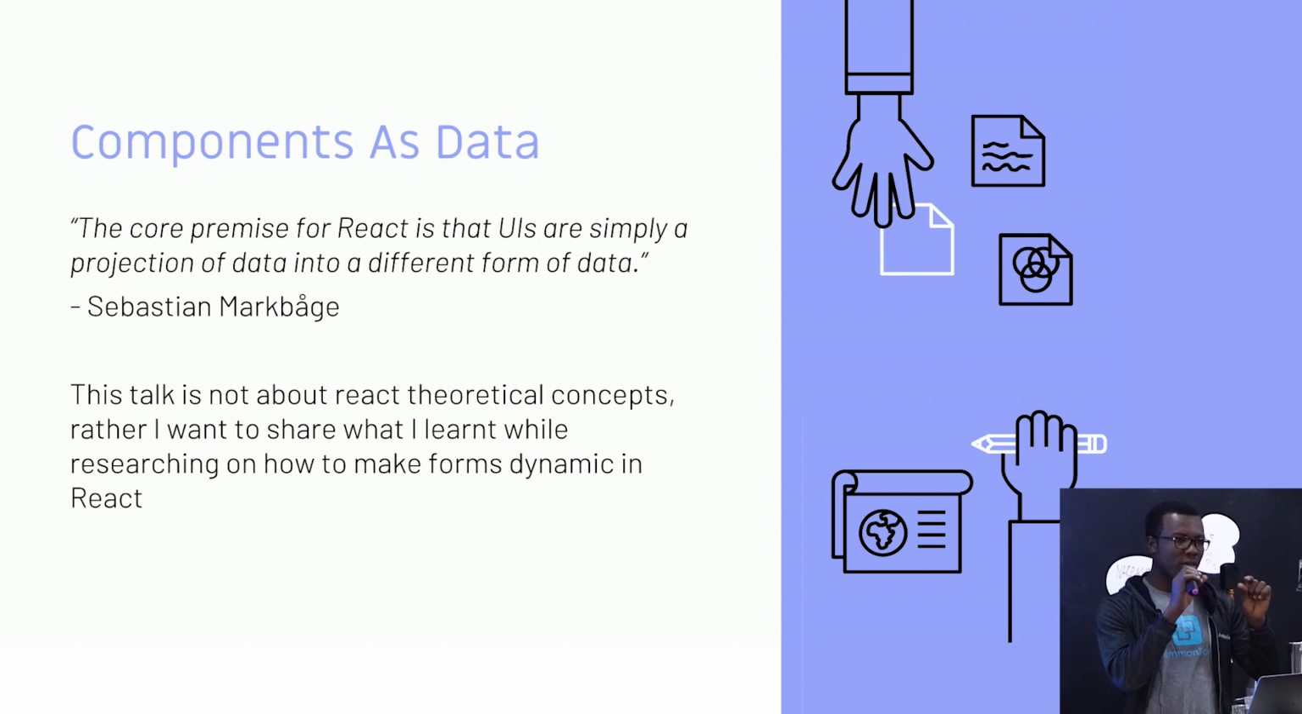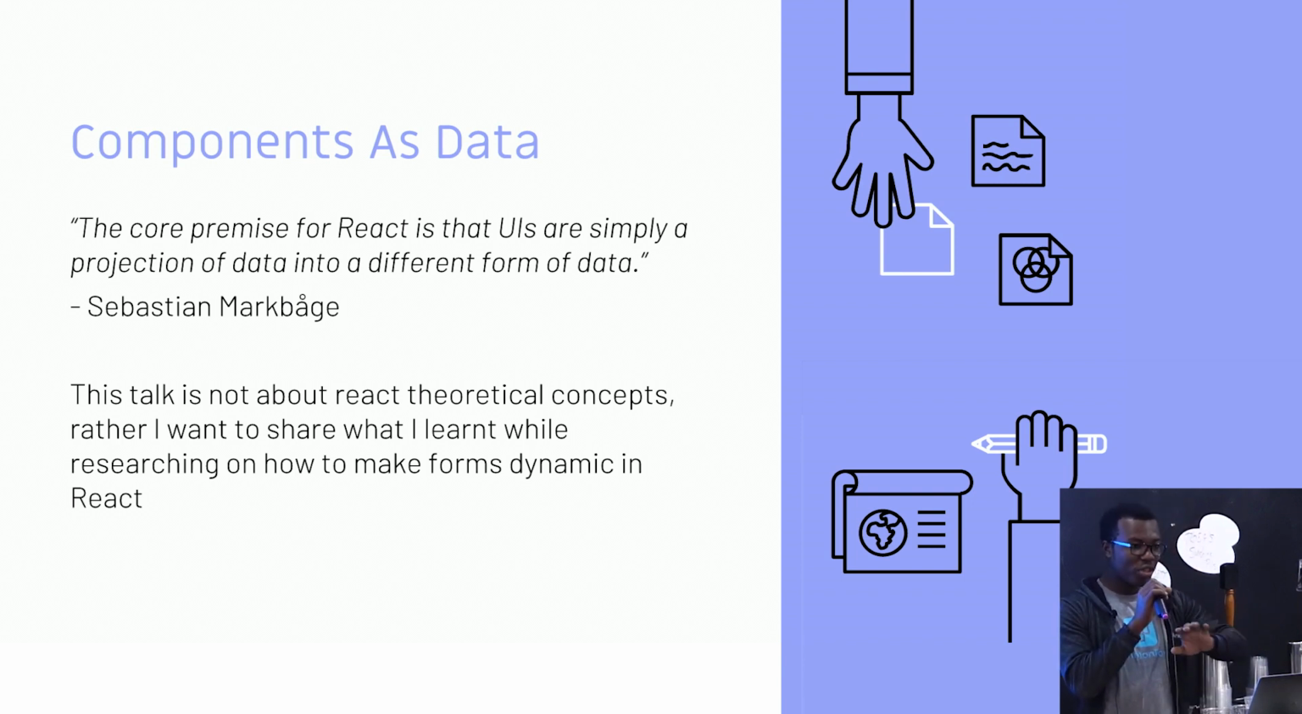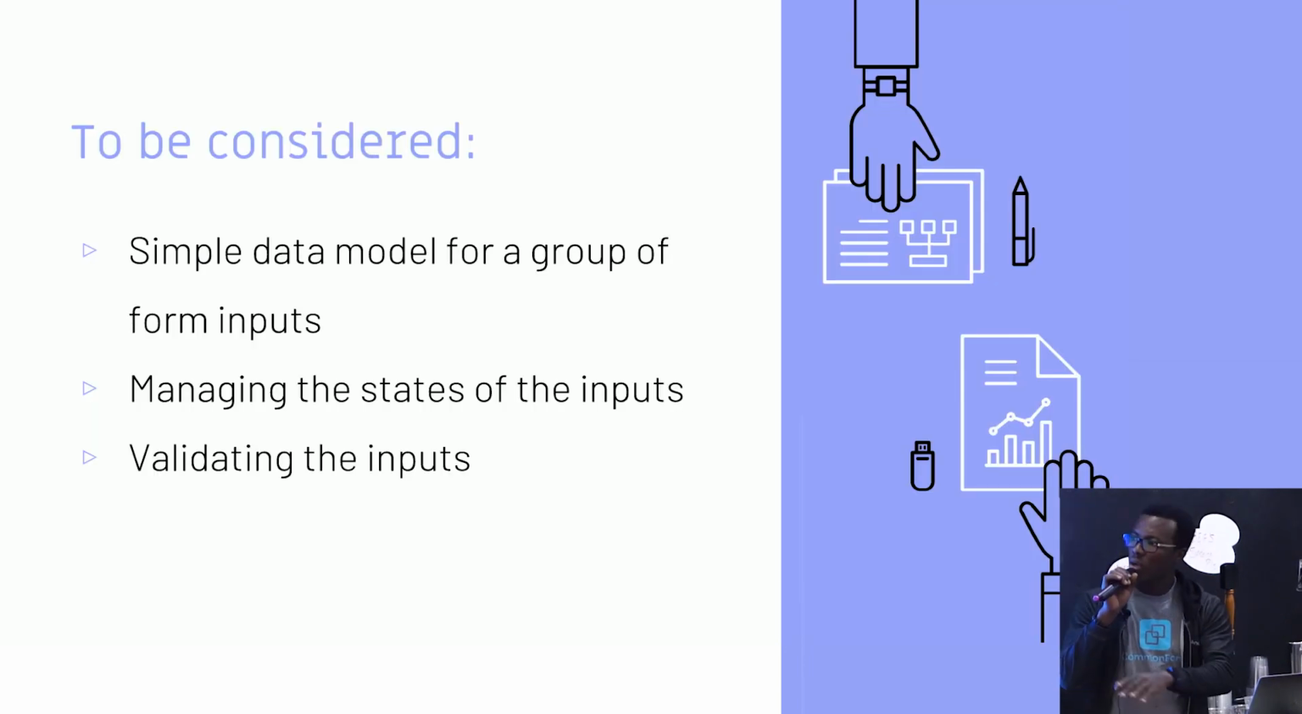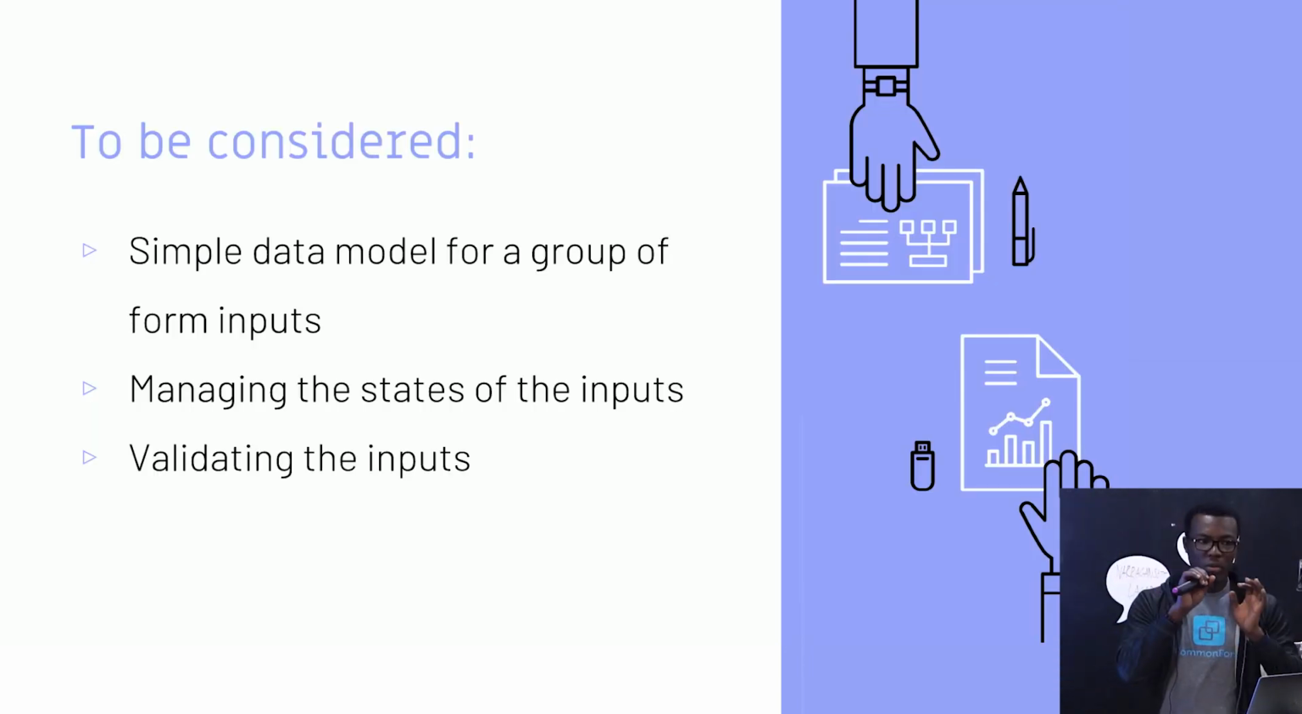Components, when I mean components, I'm talking about input elements exactly. So we'll be looking at how to think about these input elements as data. That will help us to build more dynamic React form components. I won't be talking a lot about those theoretical concepts, but I'll just focus on form inputs. All right, so we're looking at a simple data model for a group of form inputs that can make them dynamic. We'll be looking at managing the state of those inputs and then validating the inputs.